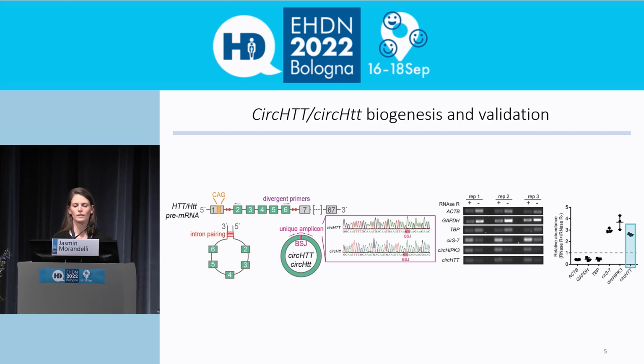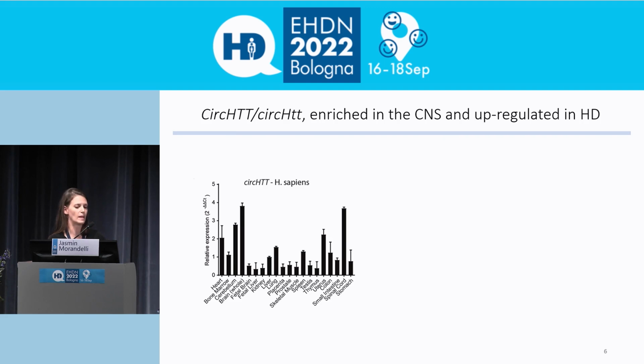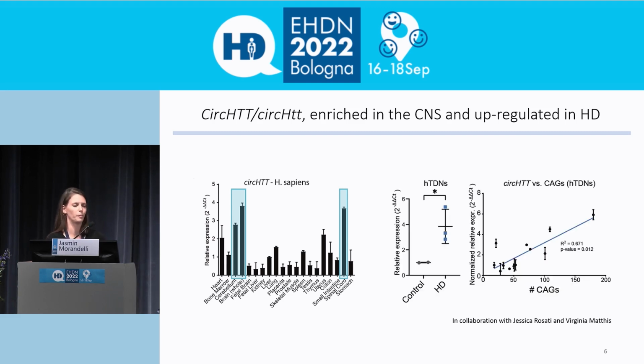Now, of course, we were interested in understanding where it is exactly expressed. In human samples, we found that it is enriched in the brain, in neuronal tissues, in cerebellum and whole brain, as well as in the spine. And when we made use of terminally differentiated neurons from human controls and HD patients, we could find that its levels are increased in the HD sample group. Importantly, the expression levels also seem to strongly correlate with the CAG repeat length.